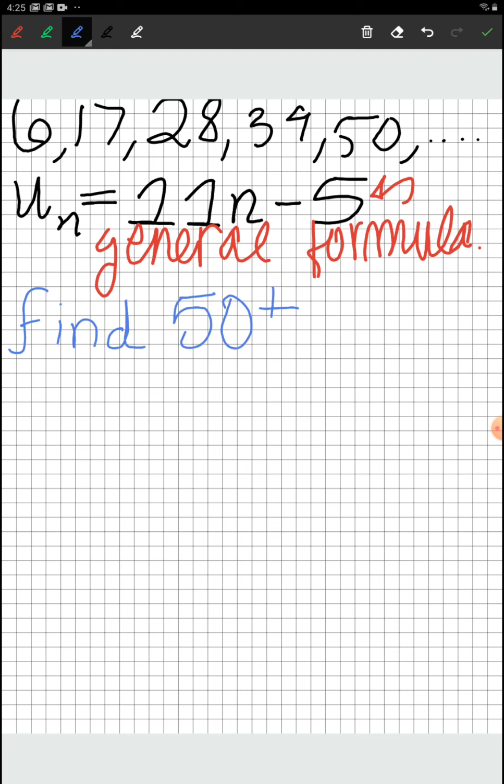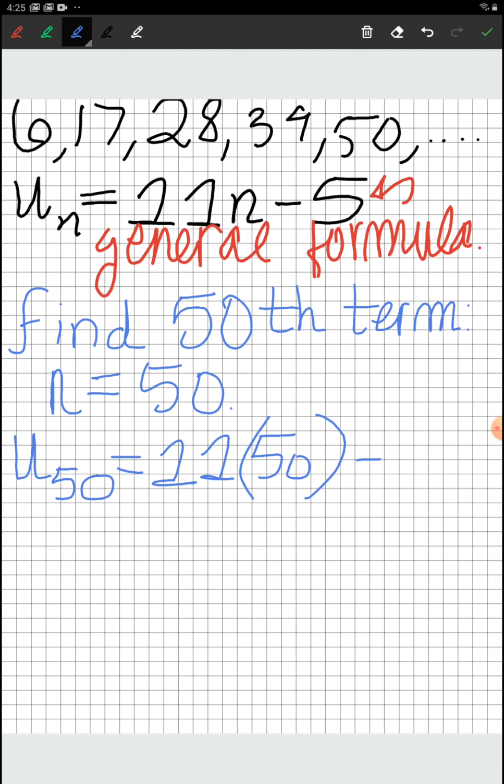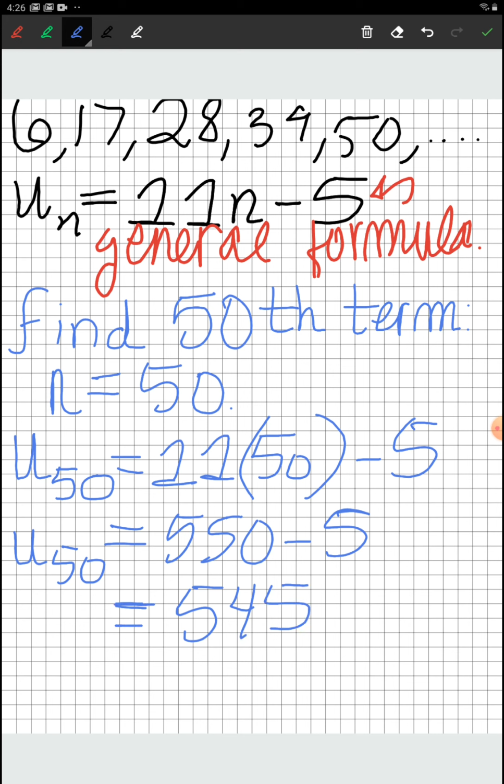Find the 50th term. So in this case, n equals 50. And now it's just very simple plugging into the general formula. So u sub 50, that is read as the 50th term, equals 11 times 50, n equals 50, minus 5. And now we're just going to do some algebra. So the 50th term is equal to 550 minus 5, which is 545. Okay, so that's the 50th term. Make sure your video is paused so that you can get this down. This is a great example.